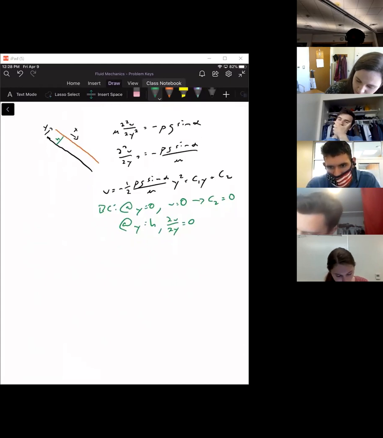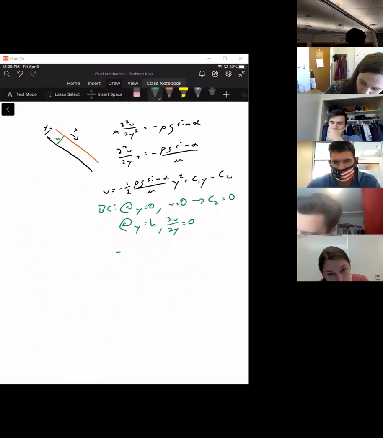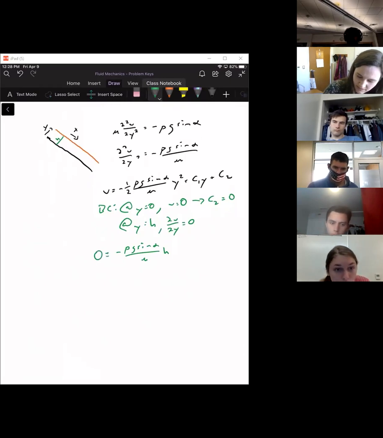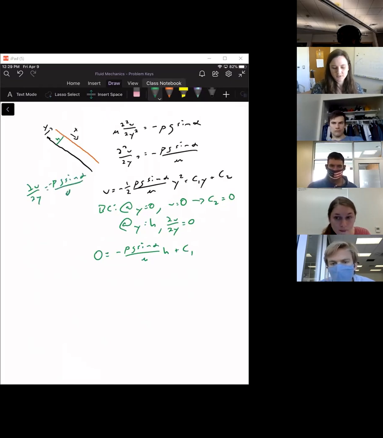And from this, we would know that negative rho g sine alpha over mu times h is equal to C1. Okay, because I took the derivative, du dy is equal to rho g sine alpha over mu y plus C1.